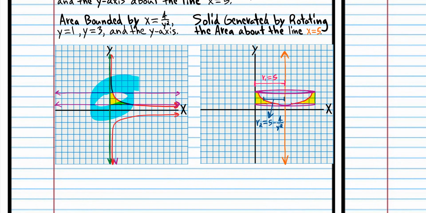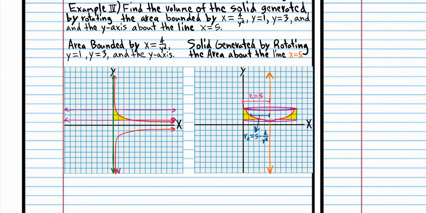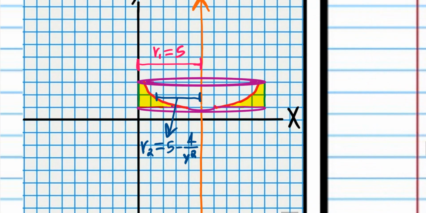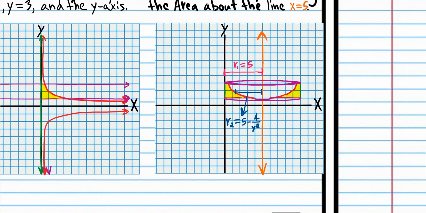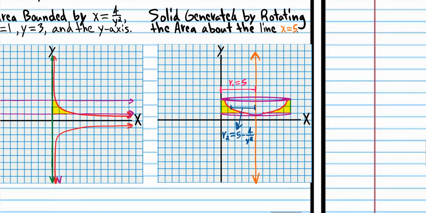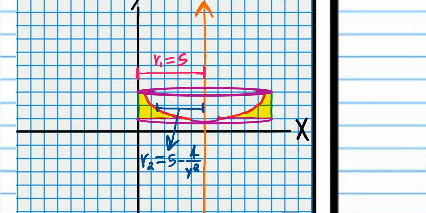So we have this area bounded by those graphs, and we're going to rotate about the line x equals 5, and so we get this shape here. And so we're going to have to use the washer method because we rotated about a vertical line.